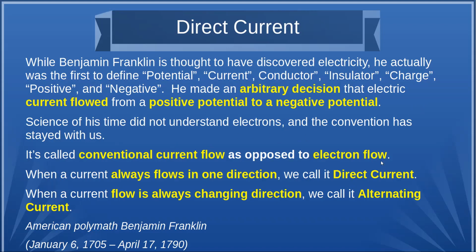It's only when you get into semiconductors and vacuum tubes where you care about the charge or electron flow. Direct current always flows in one direction, from its conventional positive to negative. If it's changing direction, we'll call it alternating current. And we'll get into that a little bit later.